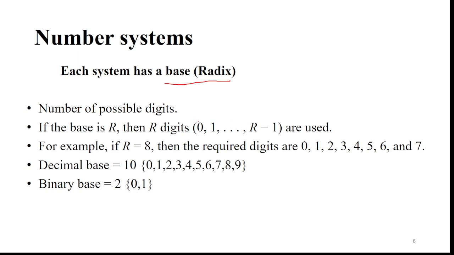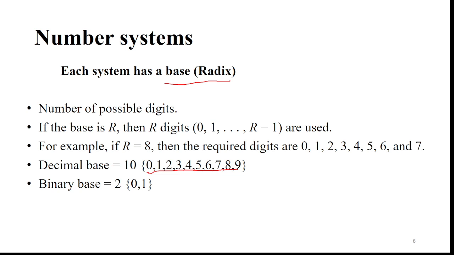For example, if we take the decimal, base 10. So a decimal system, this is the system we use in everyday life. It uses 10 digits, ranging from 0 to R minus 1. I mean from 0 to 10 minus 1, that is from 0 to 9. So we use 10 digits in base 10 from 0 to 9: 0, 1, 2, 3, 4, 5, 6, 7, 8, 9.